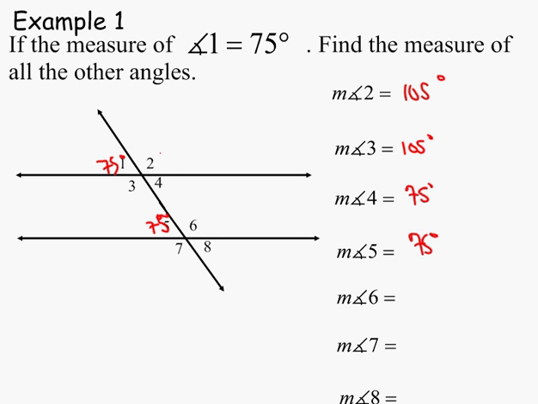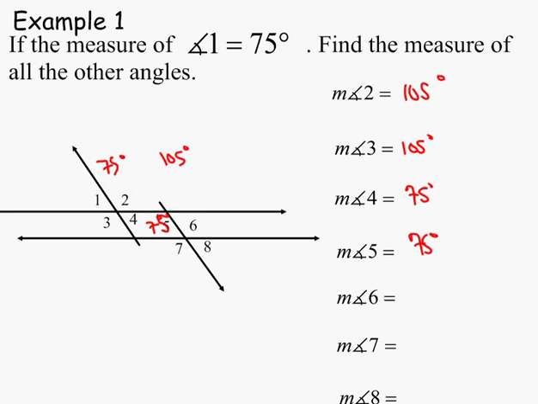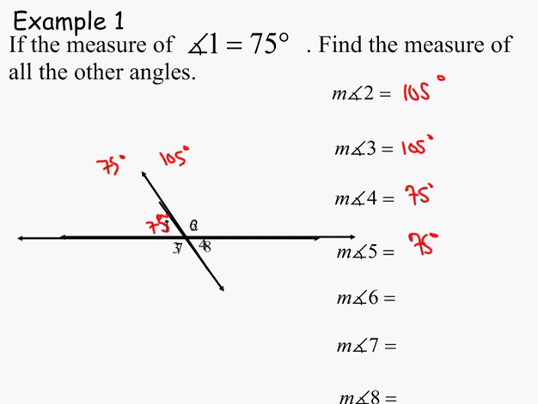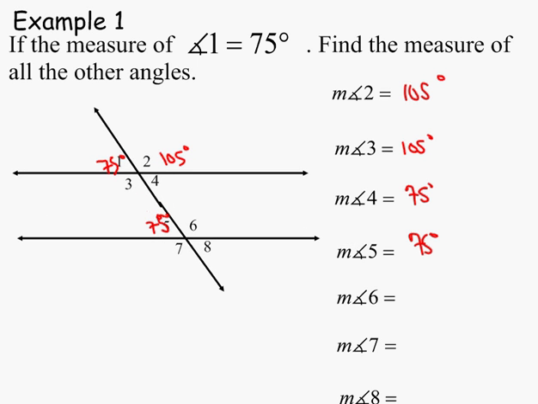Angle 2 was 105. Angle 2 corresponds to angle 6. If I take the top part and put it on top of the bottom part, angle 2 falls perfectly on top of angle 6. So if angle 2 is 105, angle 6 has to be the same. Then we can use the definition of vertical angles to get the rest. If angle 6 is 105, angle 7 should also be 105. And angle 8 is the same as angle 5, so it should be 75 degrees. And that's how you find the angles.